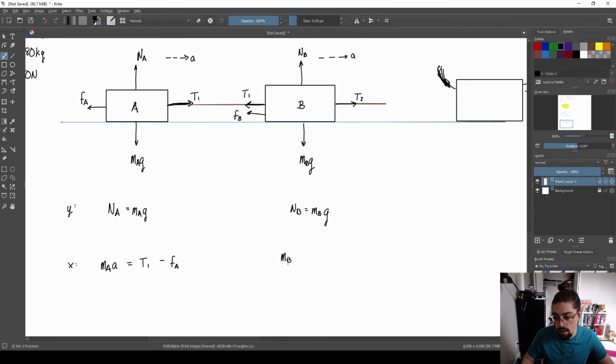For now, let me do the exact same thing with B, just so we can get established. T2 pulls me to the right. T1 pulls me to the left. Friction pulls me to the left. Okay. Now, let's start filling in some of these extra details.